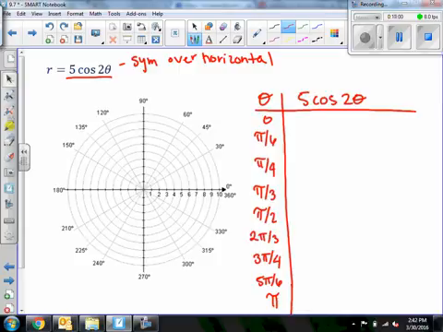Alright, so if we're plugging in 5 cosine of 2 theta, this is going to be 5 cosine of 0. Cosine of 0 is 1, so that's 5 times 1. We get 5. Pi/6 times 2. This is going to be 5 cosine of 2 pi/6. 2 pi/6 is equivalent to pi/3. Cosine of pi/3 is 1/2, so this is 5 times 1/2, which is 2.5.